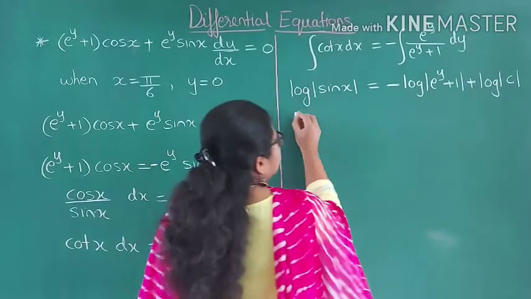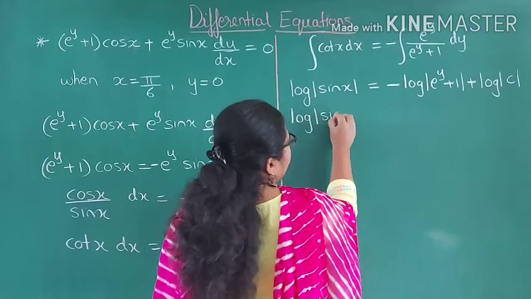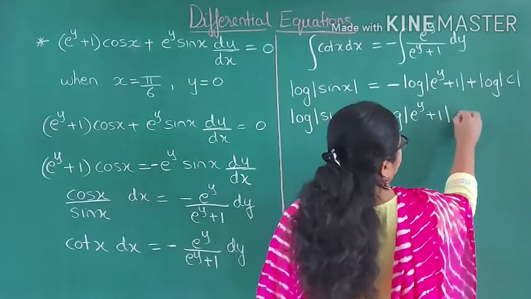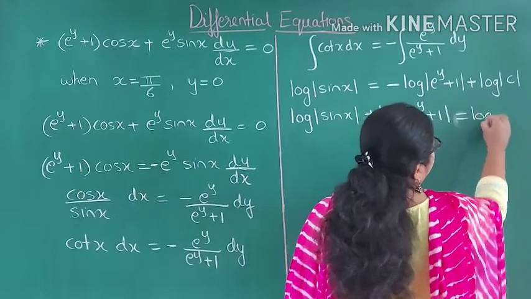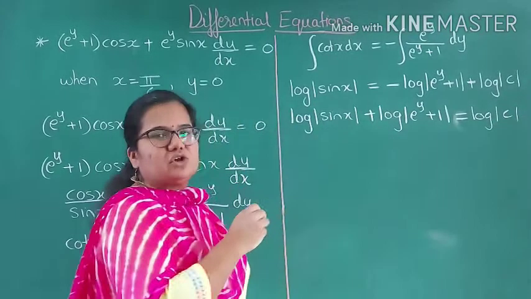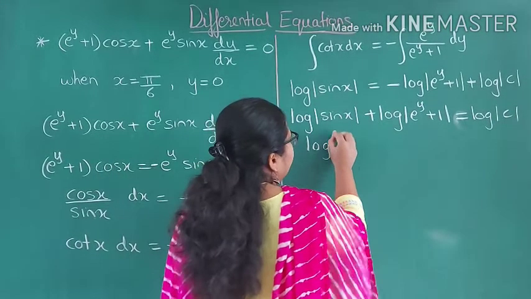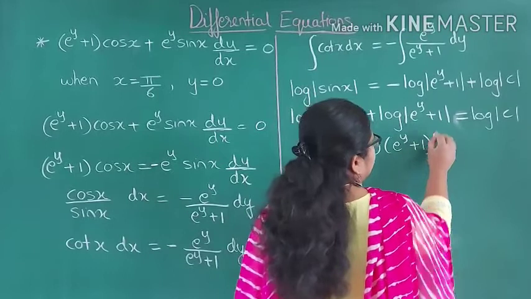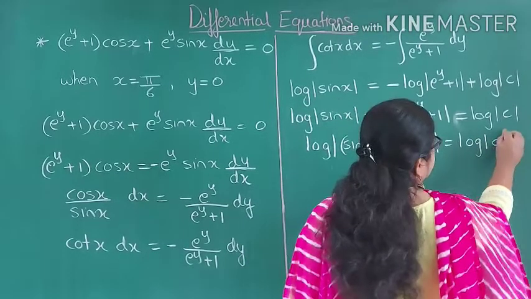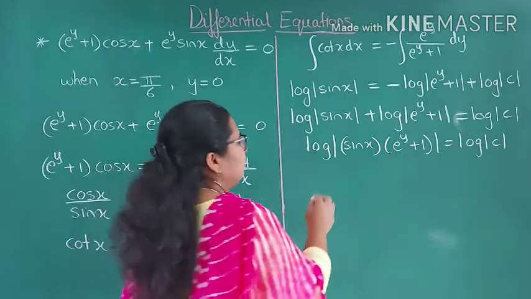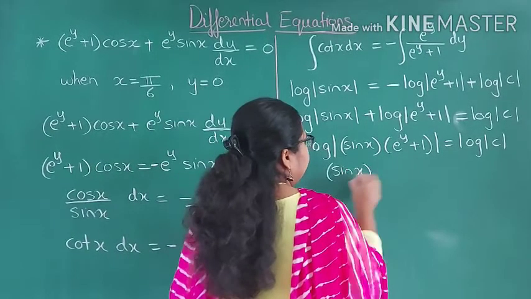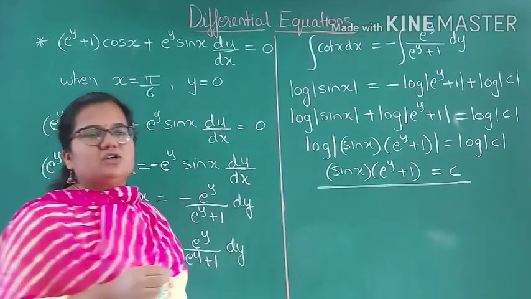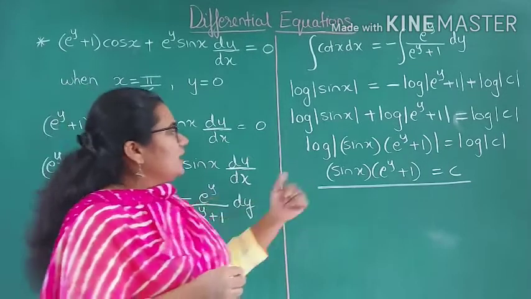Take this term on LHS, so it will become plus. So log of sin x plus log of e raised to y plus 1 is equal to log of c. Again addition means log product, so this will become log of sin x into e raised to y plus 1 equal to log of c. Then by comparing both sides we get sin x into e raised to y plus 1 is equal to c. So this is your general solution of the given differential equation.